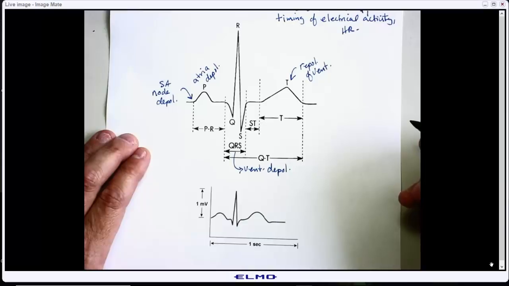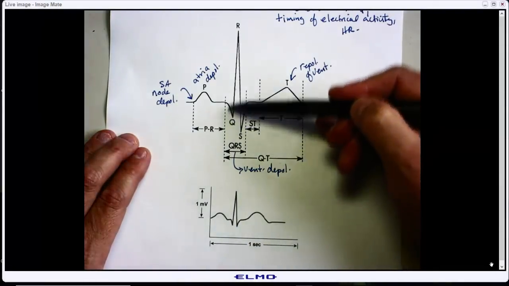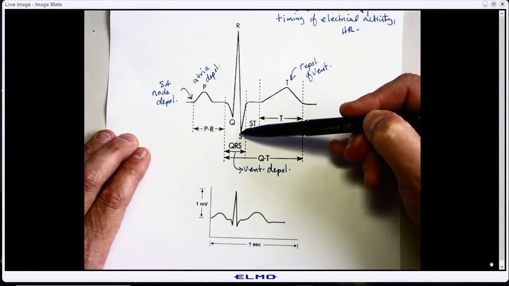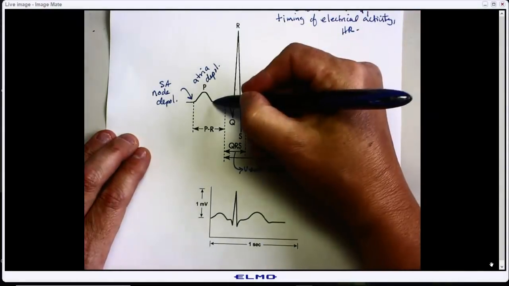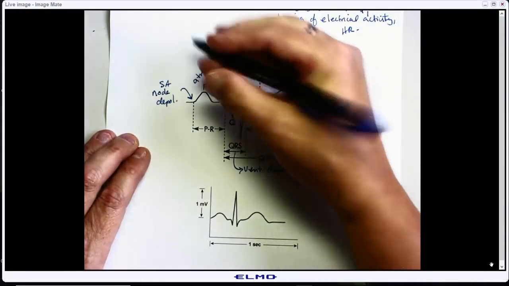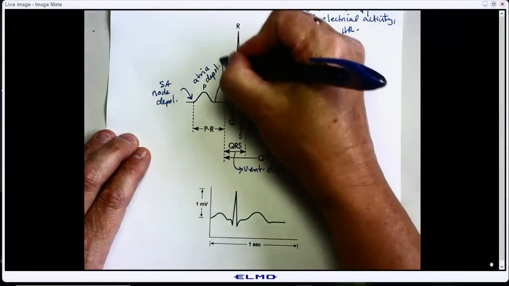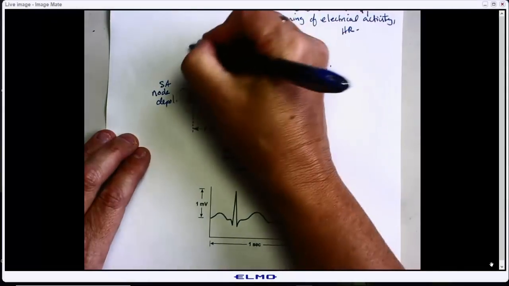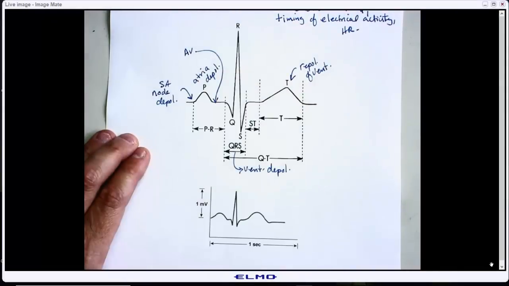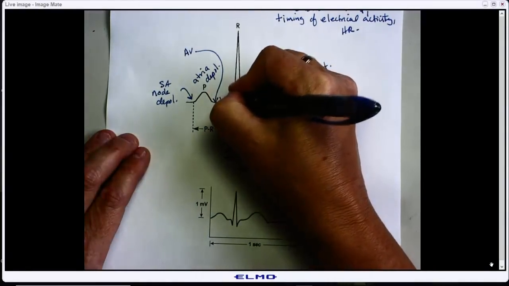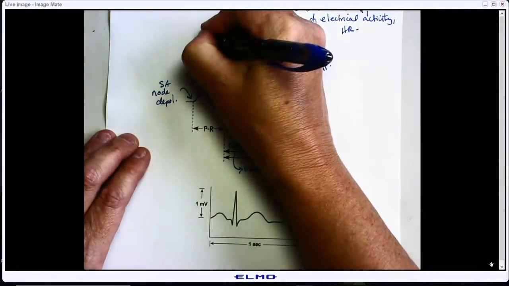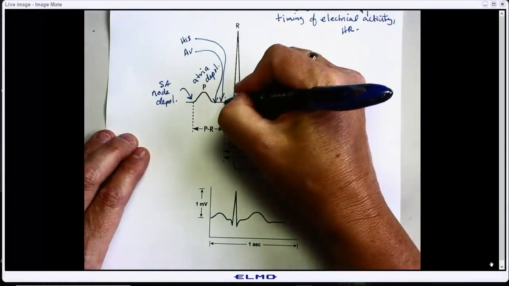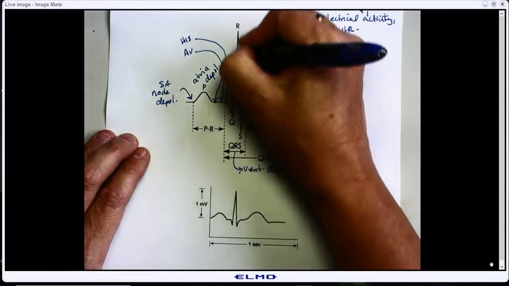Okay. So if this is atrial depolarization and this is ventricular depolarization, then we know that in here somewhere we had to have the AV node depolarize or get the action potential. The bundle of His had to get the action potential. Purkinje fibers.